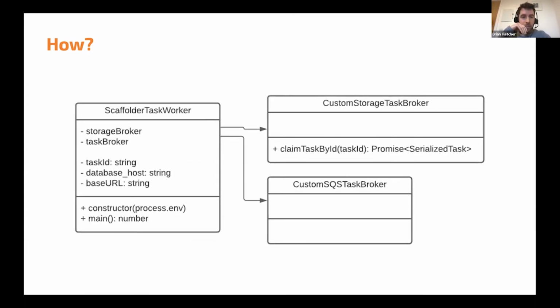And then we implemented this class on the left-hand side, scaffolder task worker. It's effectively a CLI application with a main function. Its inputs are basically its environment, and it takes the task ID, the database host, and the base URL. And these are just used to generate an app config, basically a much pared down version of the app config that you would see in the Backstage repository or on a scaffolded app.